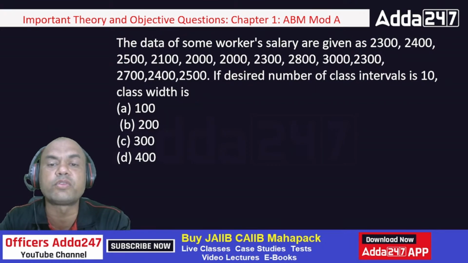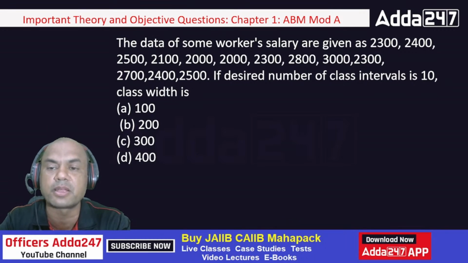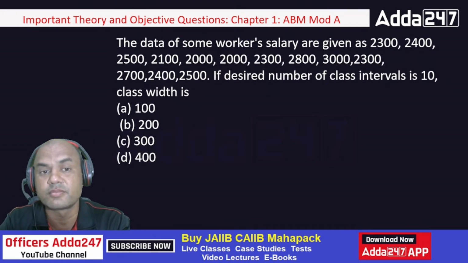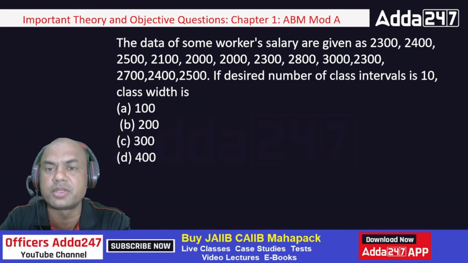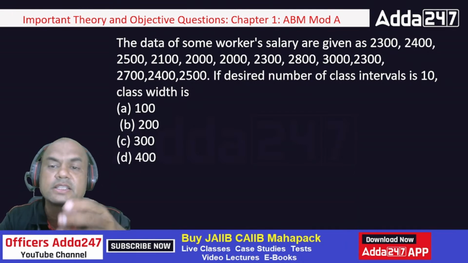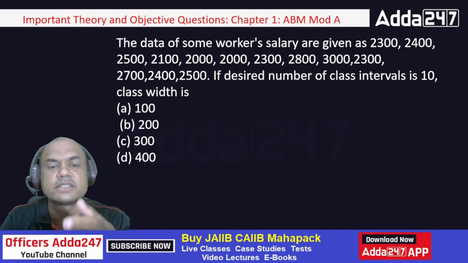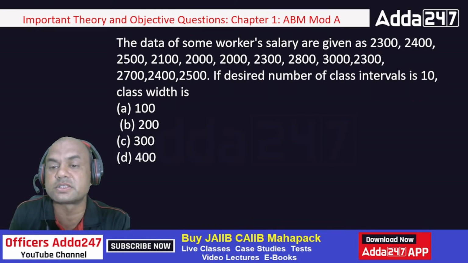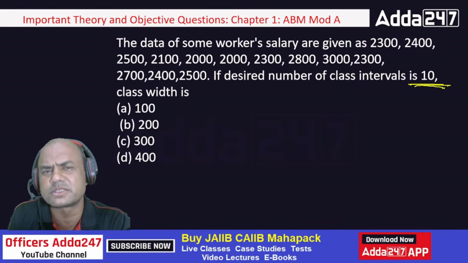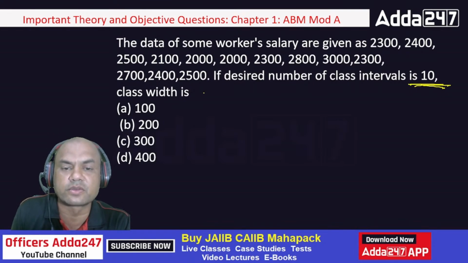Okay. The data of 50 workers salary is given as 2300, 2400, and so on. You can read this. If the desired number of class intervals is 10, find the class width. These are all the important numericals which come in your exam. Okay. So these are the salaries given. Salaries only, right? So if the desired number of class intervals is 10, what is the answer? How do you get a class width? What is class width basically? So class width is, look at this, class width.